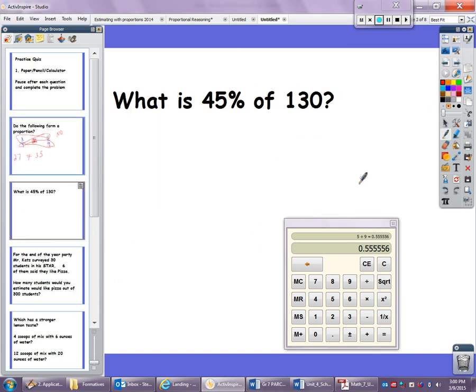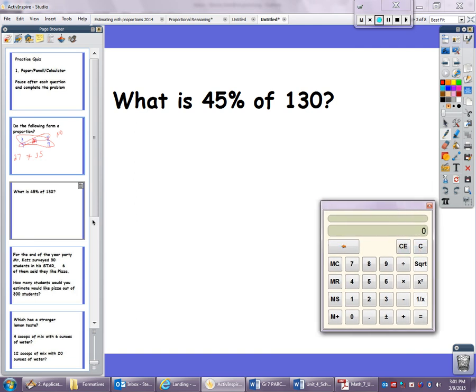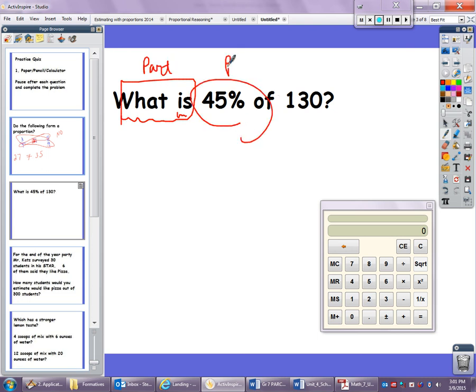All right, here's number 2. What is 45% of 130? Go ahead and pause the video, try it on your own, and then play it when you're ready. So for this one, a couple different parts. I know it says is, but it says what is. Therefore, you don't know the part. You do know the percent, and it says of 130, so that's the total.